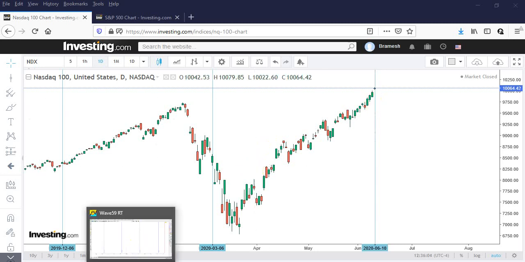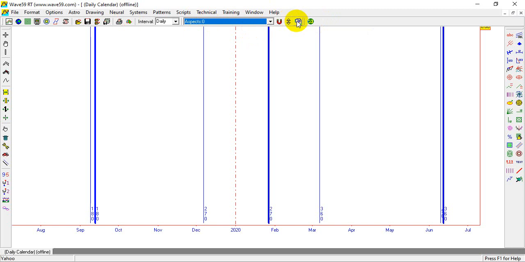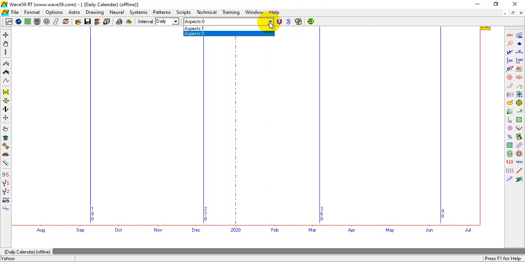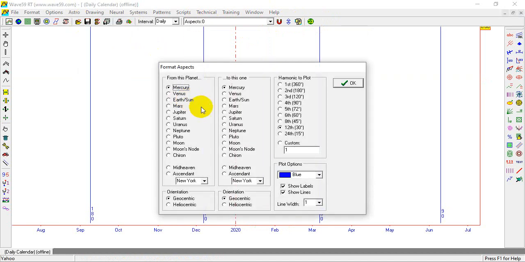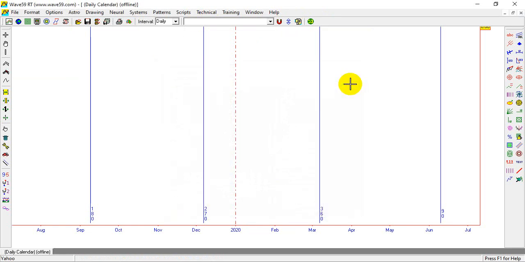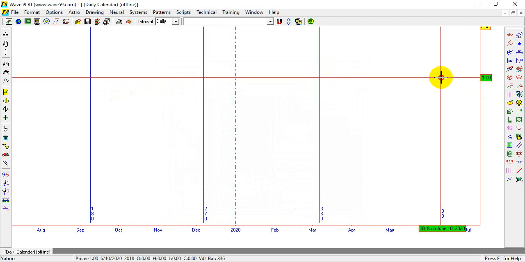So how to trade this and how to find this? First, let's find the first aspect, which is Sun squares Neptune. I'll select Sun here, I'll select Neptune here, and they are at square. Square is 90 degrees. I select these, I get these three lines. The first line I got on 7th December, the second line on 7th March, and the third line on 10th of June.